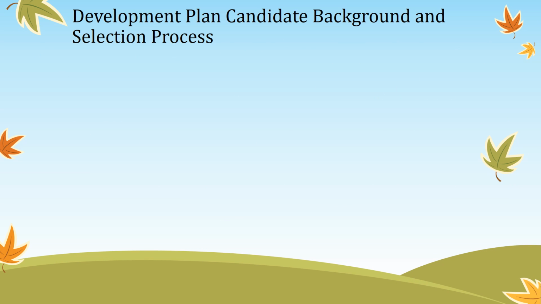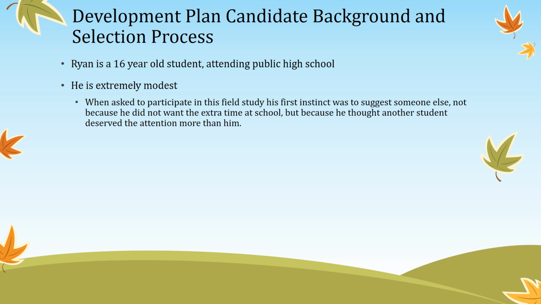The first element I would like to talk about in the development plan is the candidate's background and the selection process. Ryan is a 16-year-old student attending public high school. He has one half-sister who is older than him, who is a teacher at the same high school. He is also the product of two remarried parents.